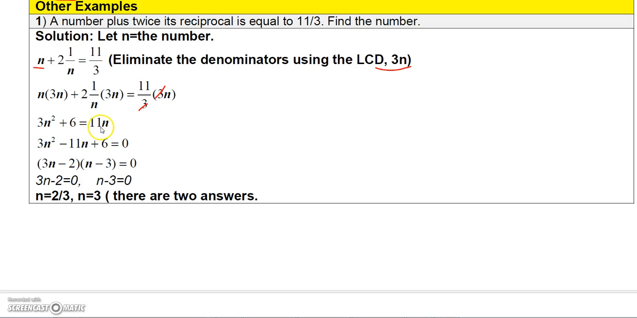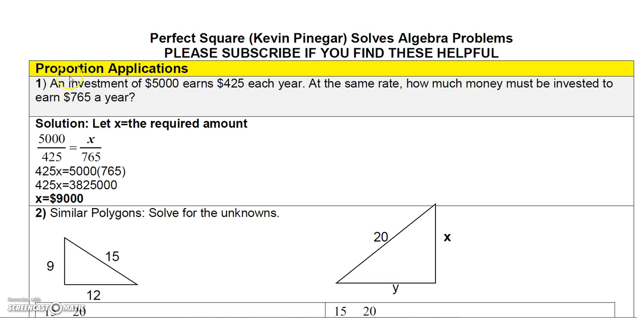and I'd get 11n. And then just move your 11n over to the other side and you'll get 3n squared minus 11n plus 6 equals 0. And then just factor that into 3n minus 2 and n minus 3, and then set those two factors equal to 0, and you get n equals 2/3 or n equals 3. So there's actually two answers for that problem. Now I'll end with a couple of proportion problems.